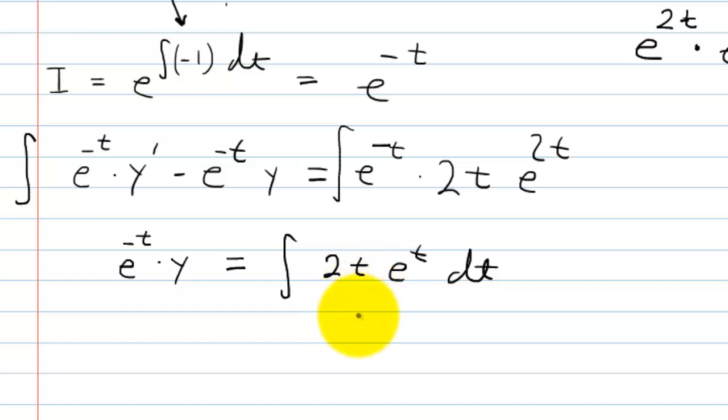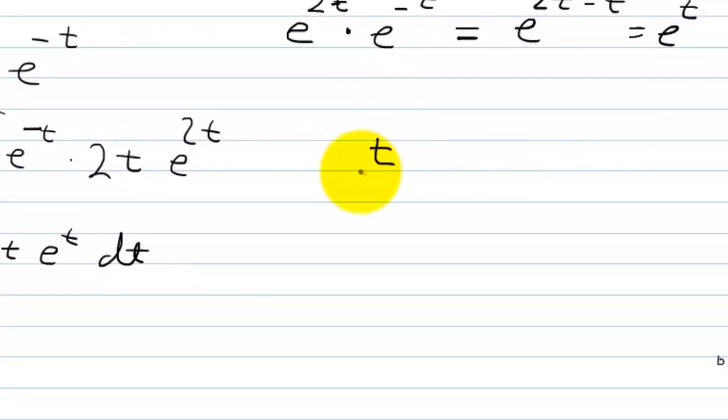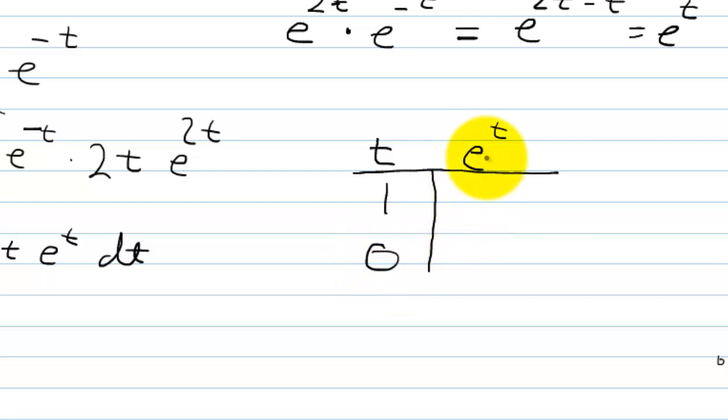So here, in order to integrate this, we're going to need to use integration by parts. Or I'm just going to use tabular integration. So again, I'm going to say t and then e to the t. The derivative of t is 1. Taking the derivative again, I'm going to get 0. Here, if I integrate e to the t, I'm just going to get e to the t. If I integrate this again, I'm just going to get e to the t again.